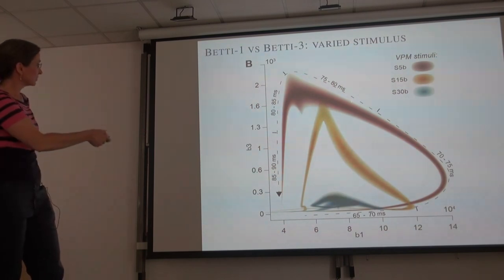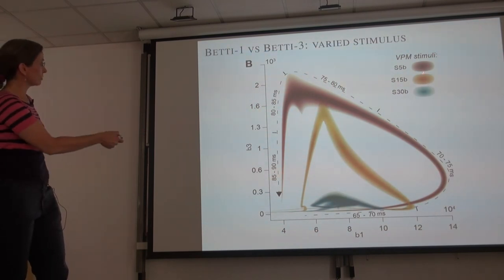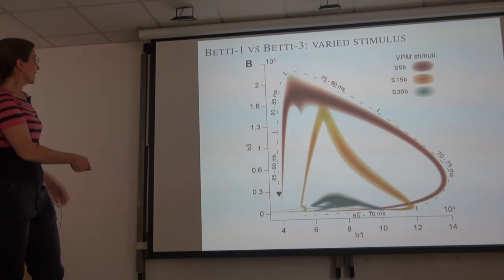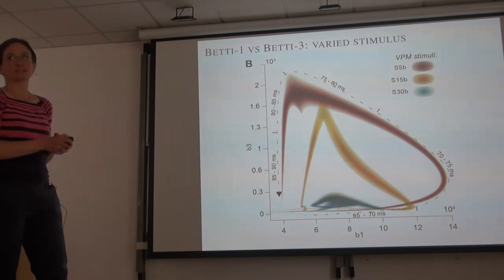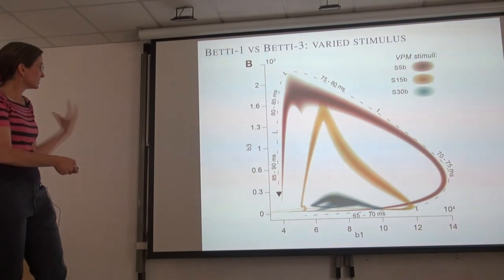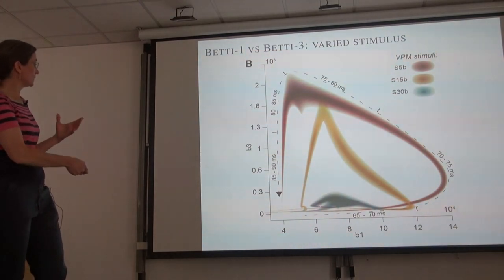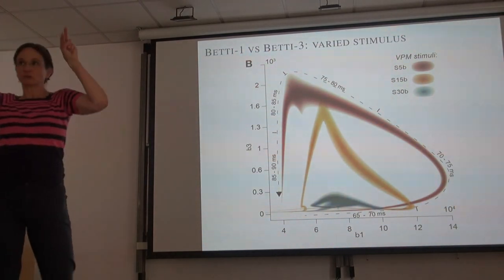And you see that with the three different stimuli, the strongest, middle, and weakest, they all have the same basic shape. Different amplitudes and so on, but they're all centered the same way somehow.